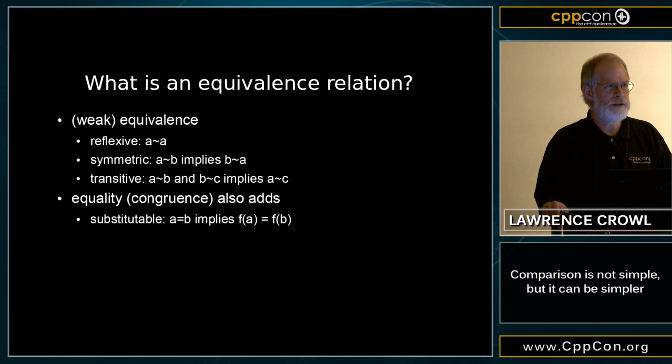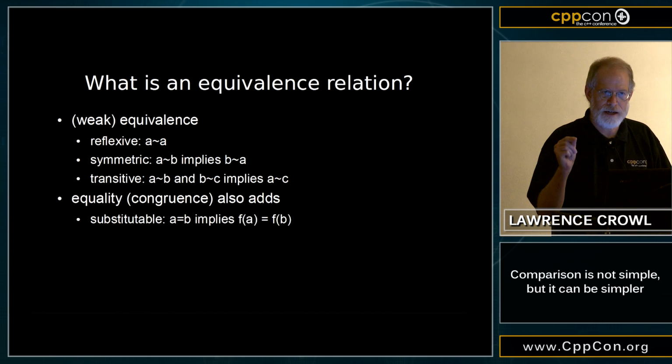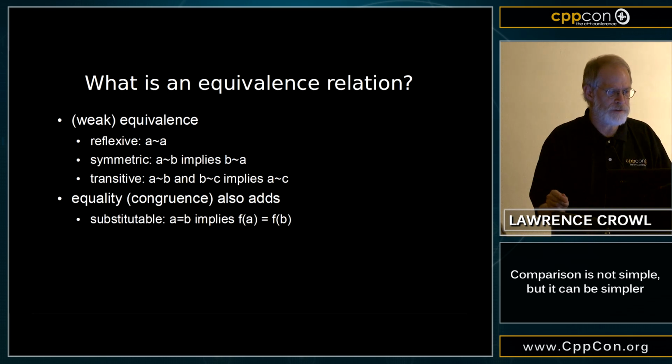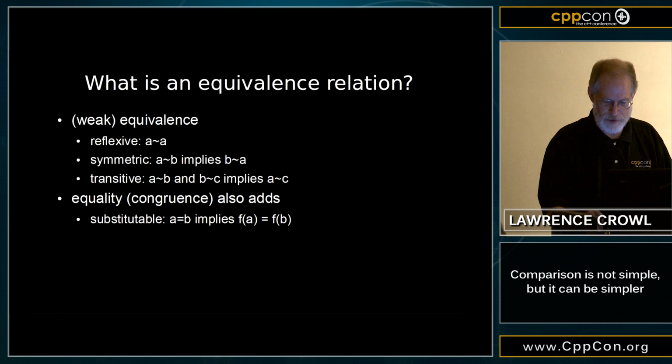And then the stronger thing, what we usually think of when we see operator equals, is that we give an equality or a congruence. It also adds the principle of substitutability. If A is equal to B, then every function on A will produce the same result as that same function on B. So it's a very strong relationship, very strong requirement. And if you're going to fail delivering equality, it's probably in this property.